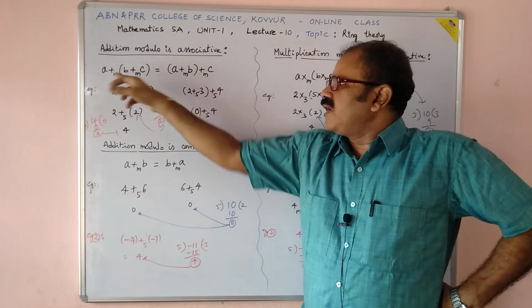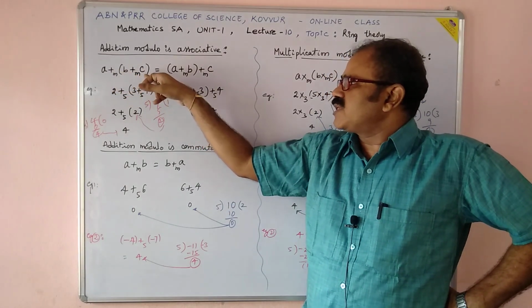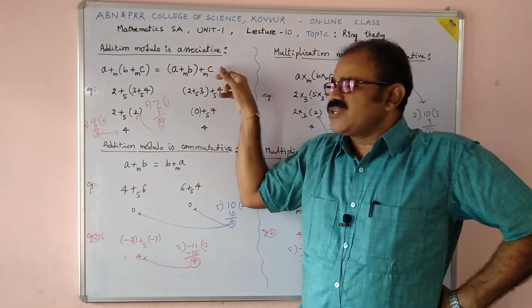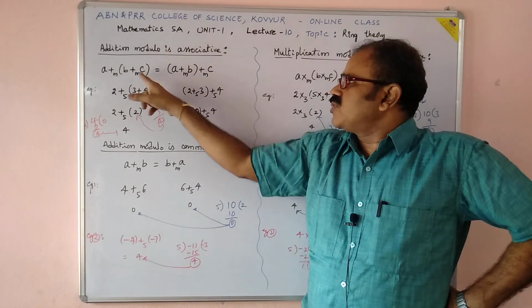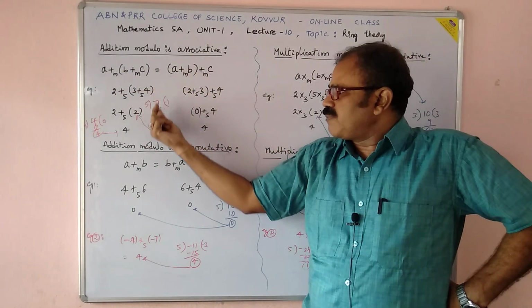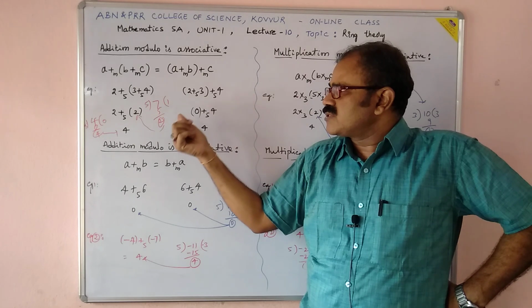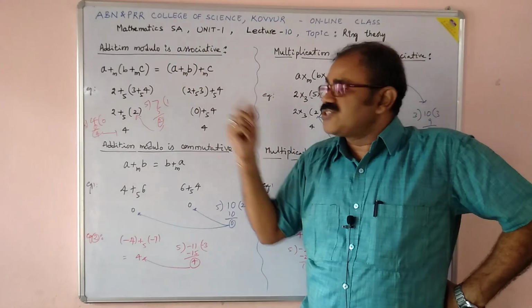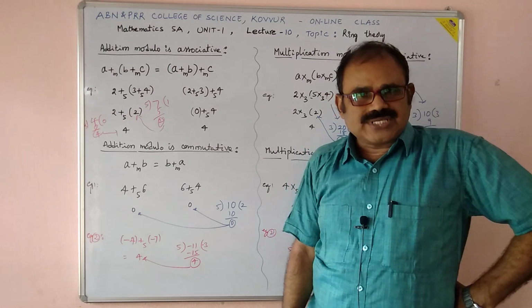Both are the same. A addition modulo m (B addition modulo m C) is equal to (A addition modulo m B) addition modulo m C. So addition modulo is associative. This is true in general, and we have picked particular examples 2, 3, 4 with addition modulo 5. Therefore, clearly addition modulo is associative.